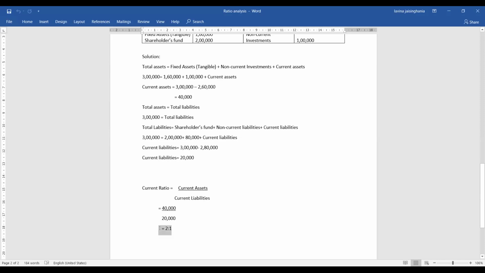Here also the answer is 2:1, but that's just a coincidence that both the answers are the same. Okay, it's not necessary that the answer will be 2:1. I hope this will help you to solve further sums.